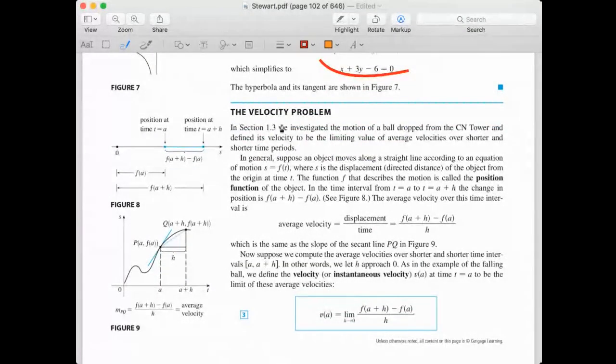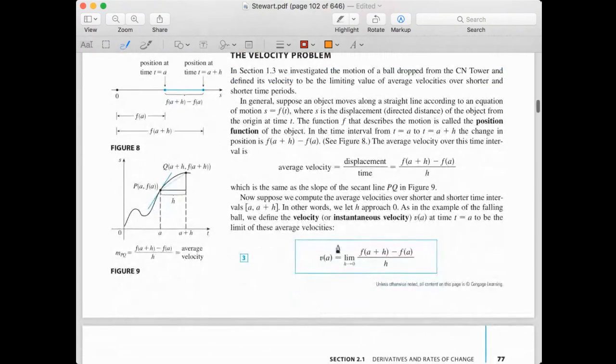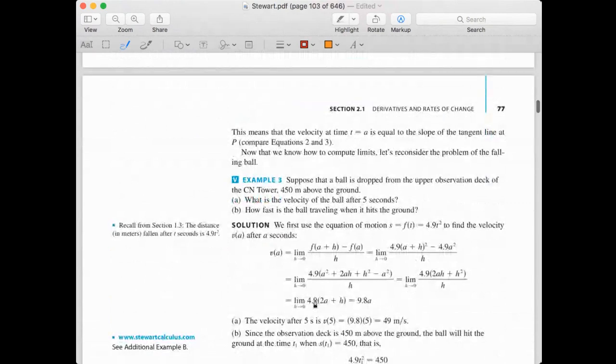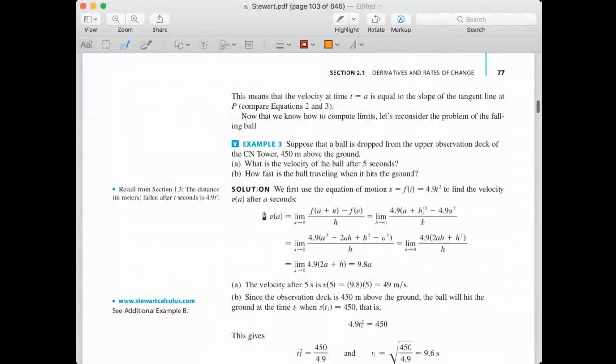Okay, we could use this for a velocity problem. So average velocity is the same thing, equals the displacement divided by time. Same thing, we can represent it with this, right? So let's see this example. Suppose a ball is dropped from the upper observation deck of the CN Tower, 450 meters above the ground. A, what is the velocity of the ball after 5 seconds? B, how fast is the ball traveling when it hits the ground?